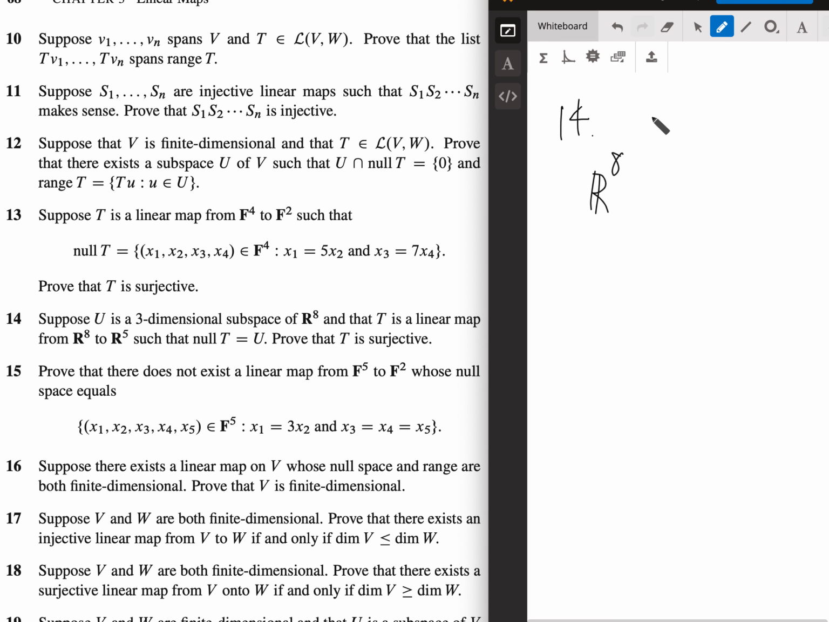So suppose U is a three-dimensional subspace of R8, and T is a linear map from R8 to R5, and prove that the null space of T is U. Probably once again you want to use the fundamental theorem of linear maps. This is just reflexive at this point.